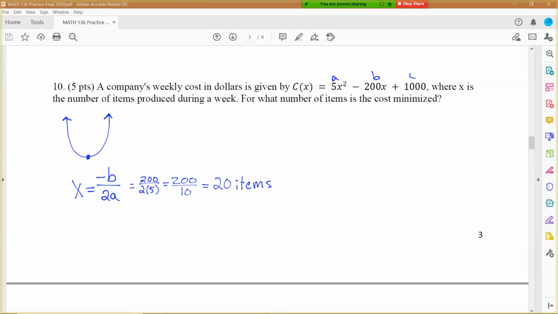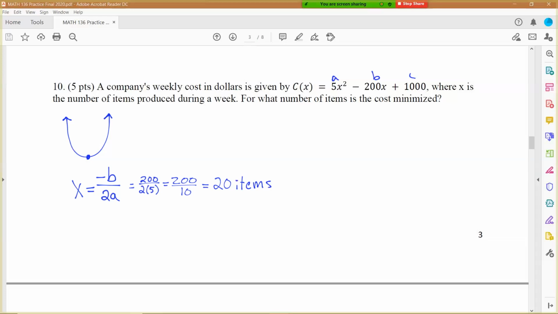So one you may or may not have on your test will have a bunch of decimals in it. Use them just the same. Negative b divided by 2a. Find that number for x. So this is a quadratic. It's going to look like this. We're trying to find that minimum value. So the x is going to give you the number of items. If I would ask you to find the cost, the minimum cost, you can plug it back in to find the cost. But we don't have to do that. This is it.